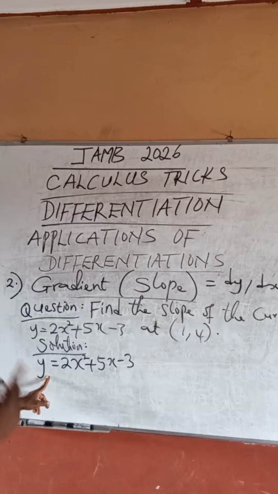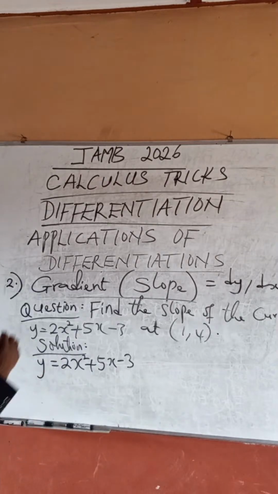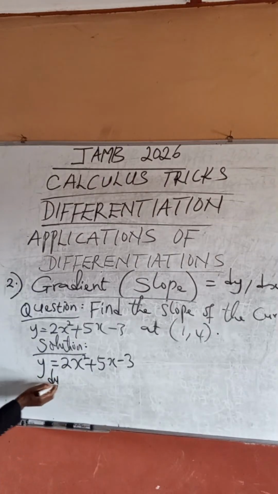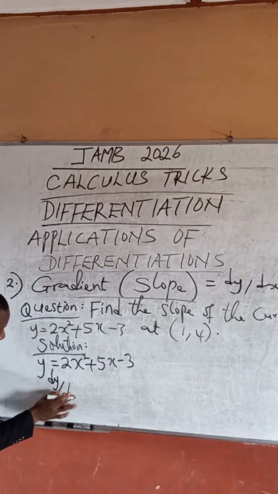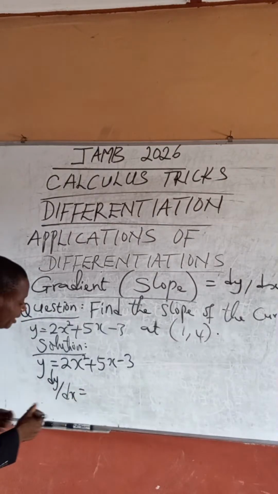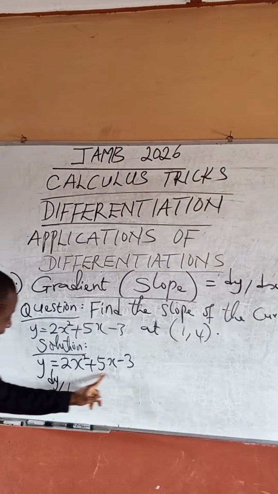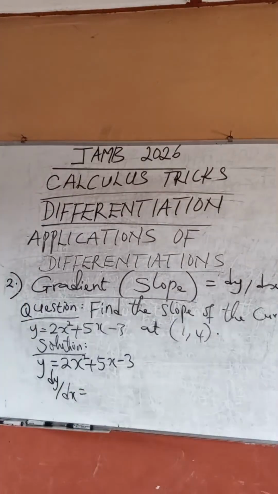Now we need to find dy/dx. So let's find dy/dx. So who can find dy/dx? Who can differentiate this and put it here? I want to see who can do it, okay?